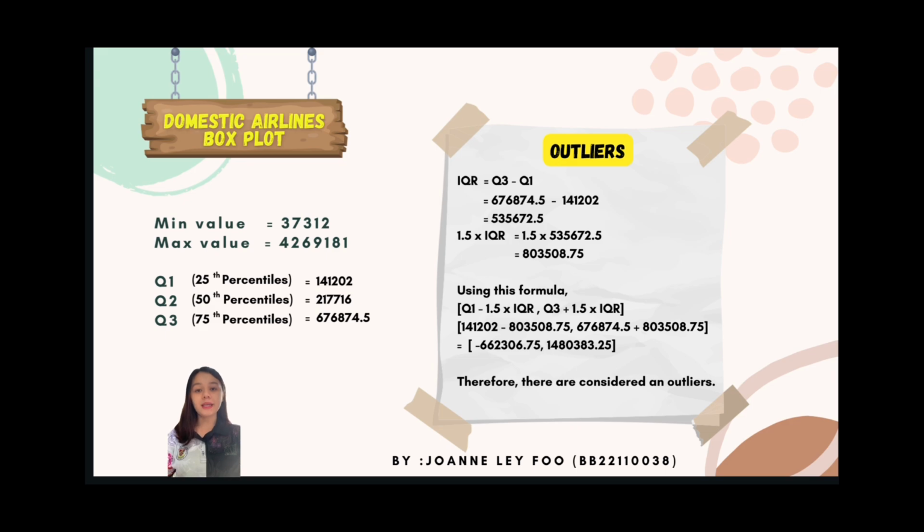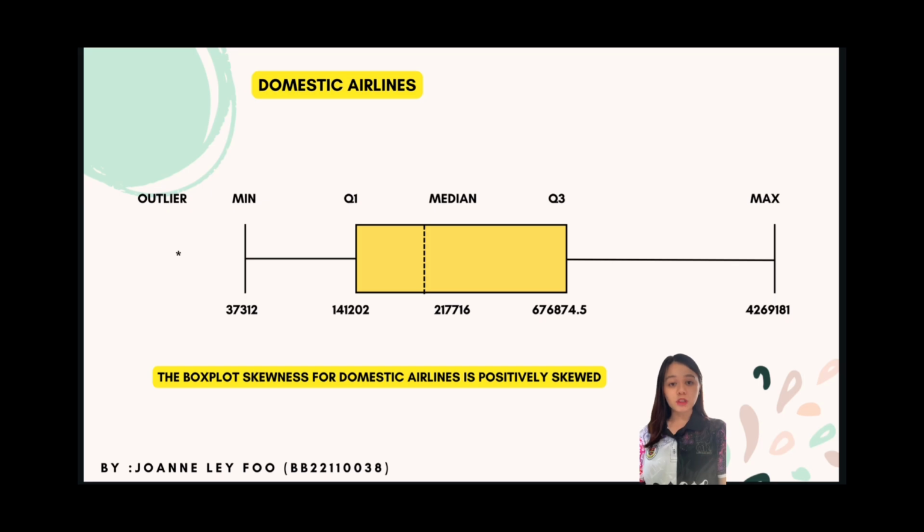Next one will be the domestic airlines box plot. In here, we have to calculate the outliers using the formula Q1 minus 1.5 times IQR, and then Q3 plus 1.5 times IQR. After you calculate, you get the answer. Hence, the answer will be they are considered outliers. This is the domestic airlines box plot for the domestic airline, which is positively skewed.